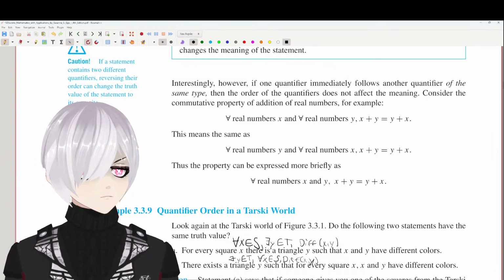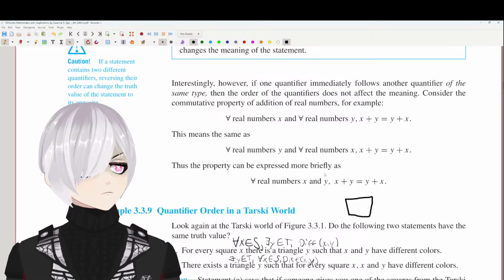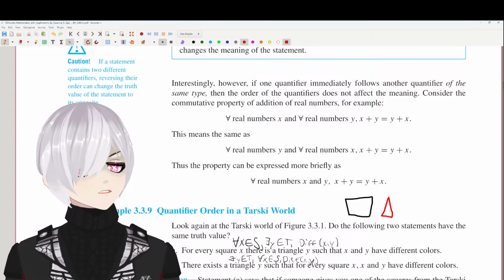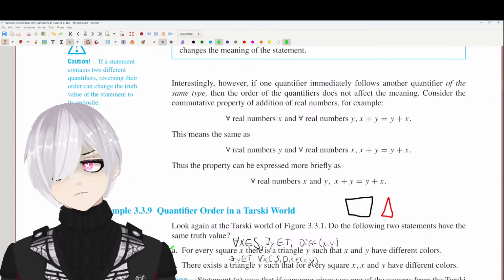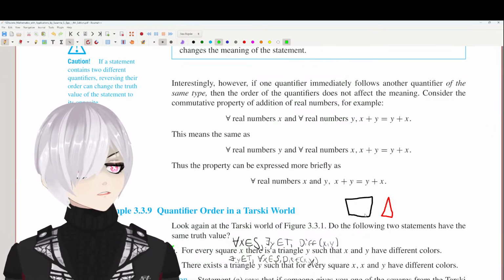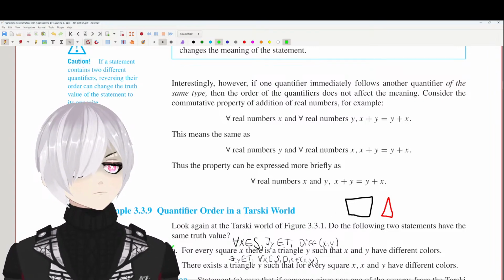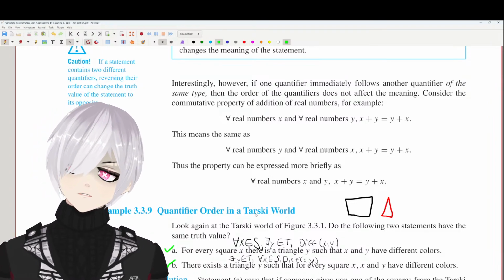For every square, there's a triangle such that X and Y have different colors. Well, if there were only two objects, a black square and a red triangle, then A would be true, right? Because for every square, there's at least one triangle with a different color. It would also be true that there exists a triangle such that every square has a different color as well.